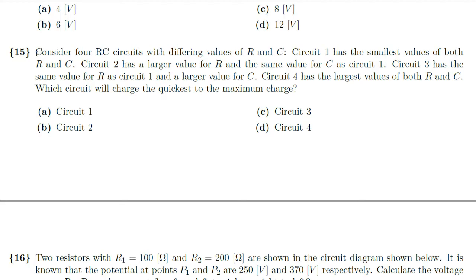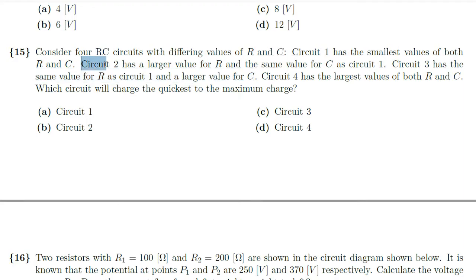Problem 15. Consider 4 RC circuits with differing values of R and C. Okay, so this one is a little wordy, but I'm going to break it down. Circuit 1 has the smallest values of both R and C. Now, circuits 2 and 3 are kind of intermediate cases. Circuit 2 has a larger value for R and the same value for C as circuit 1. Circuit 3 has the same value for R as in circuit 1 and a larger value for C.